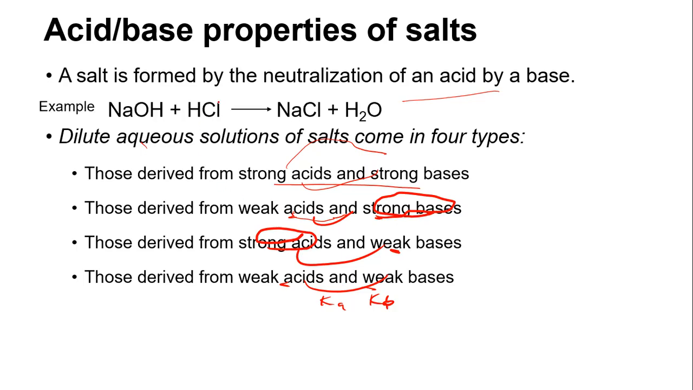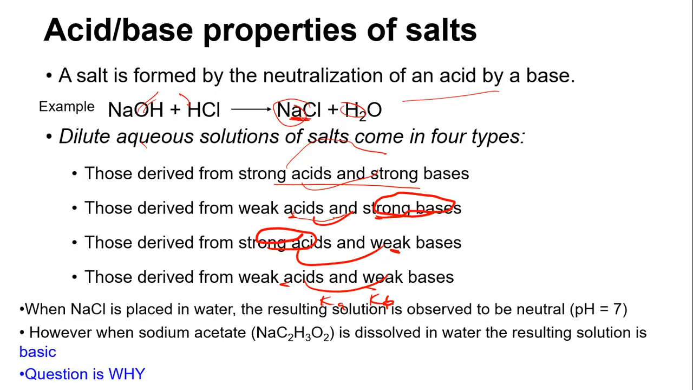So this is an example of a salt formed from a strong acid and a strong base. This is the strong acid, this is the strong base. We form a salt and water. This salt is a neutral salt, sodium chloride. Now, when sodium chloride is placed in water, the resulting solution is neutral, that's pH equal to 7. But if you pick another salt like sodium acetate and put it in water, you get a basic solution. Why?